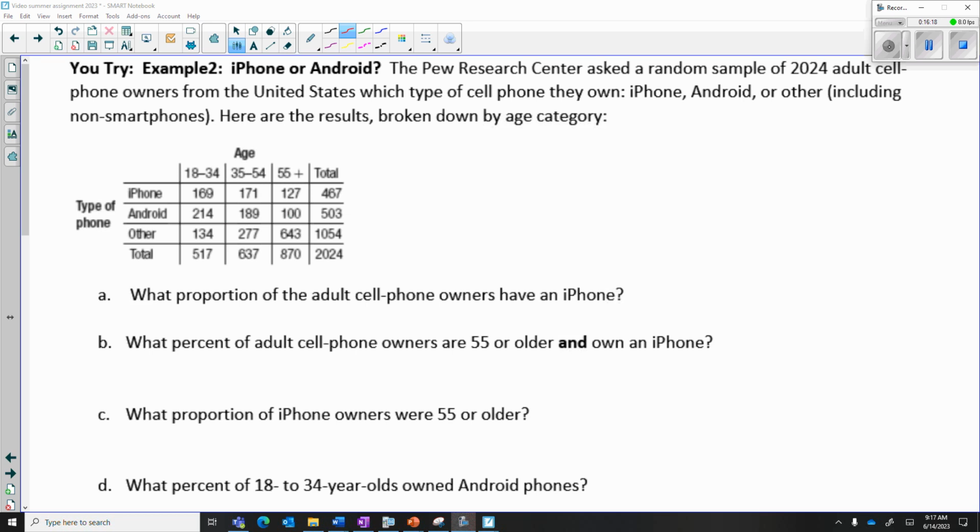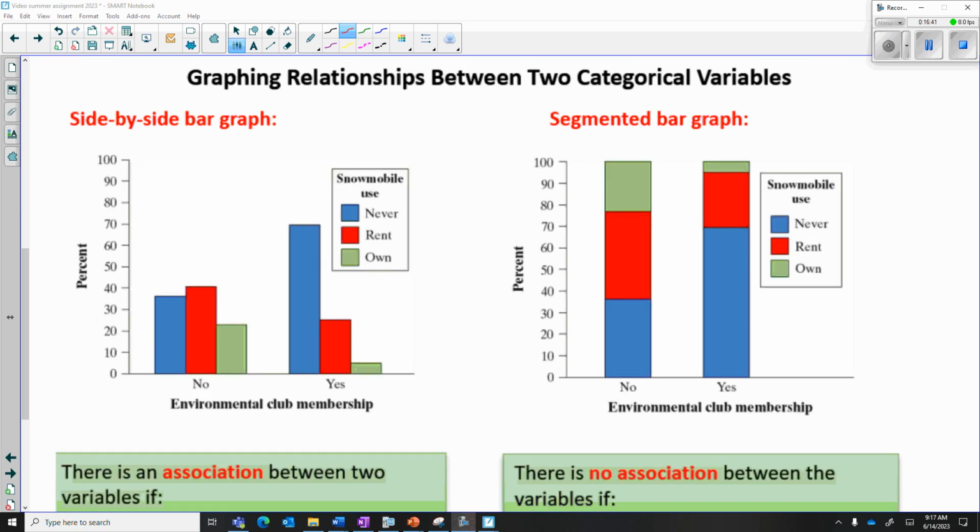So I want you guys now to try this example, to try the whole thing, A, B, C, and D. It's going to ask you either to go out of the total, the row total, the column total. It might ask you for a row probability, a column probability, a joint probability, or a given that probability. So look for the keywords and try A through D. Stop the video here.